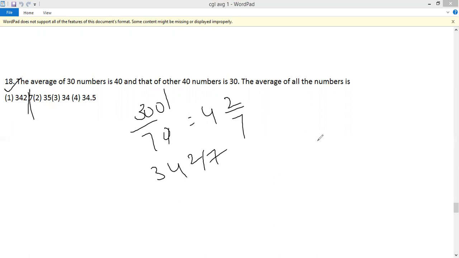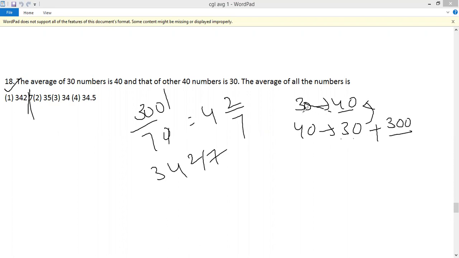See once again. 30 is 40. 40 is 30. I'm assuming 30 as average. 30 plus. How much distance? 10. For how many numbers? 30. So 300 shared by 70. 70. What is the answer?